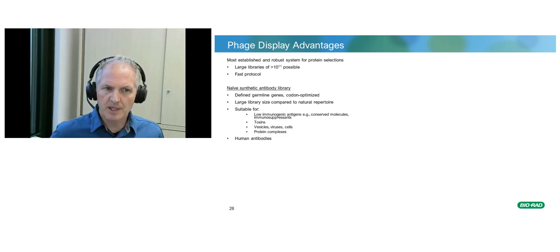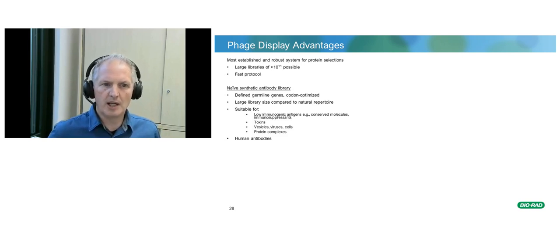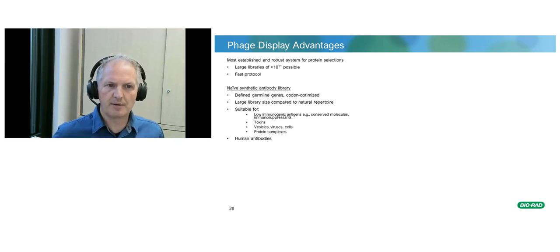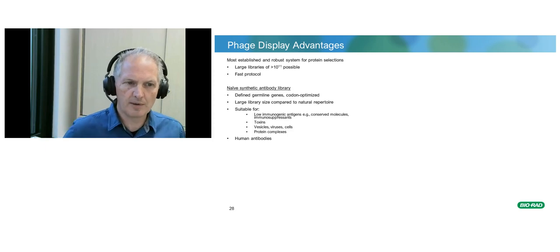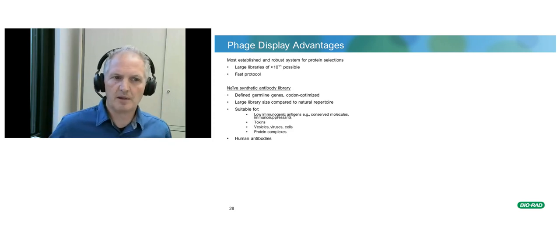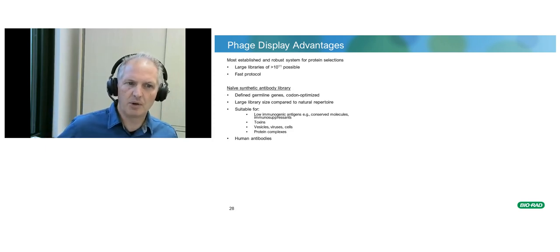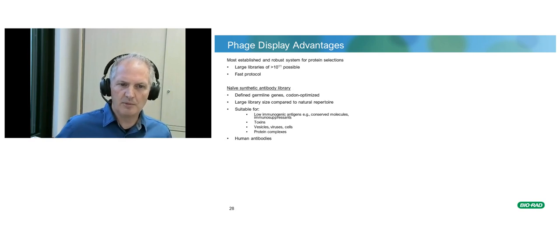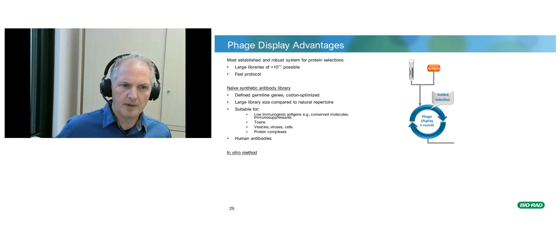The method is an in vitro method, so it is suitable for low immunogenic antigens, conserved molecules, immunosuppressants, toxins which would kill the mouse, vesicles, viruses, cells, protein complexes. It's quite flexible. Of course, we generate human antibodies because we have a human library.